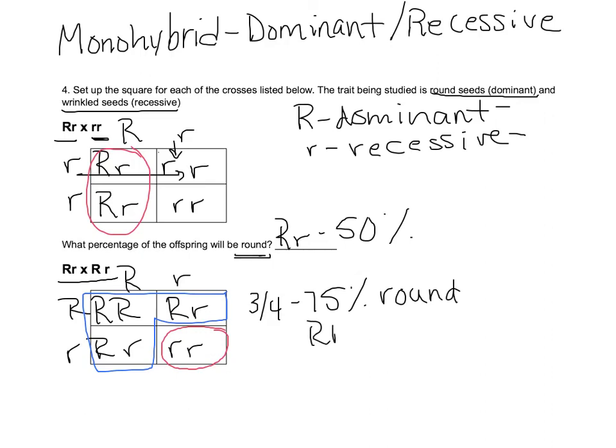and their genotypes will either be homozygous dominant or heterozygous. But because it's the dominant trait, they both look the same.